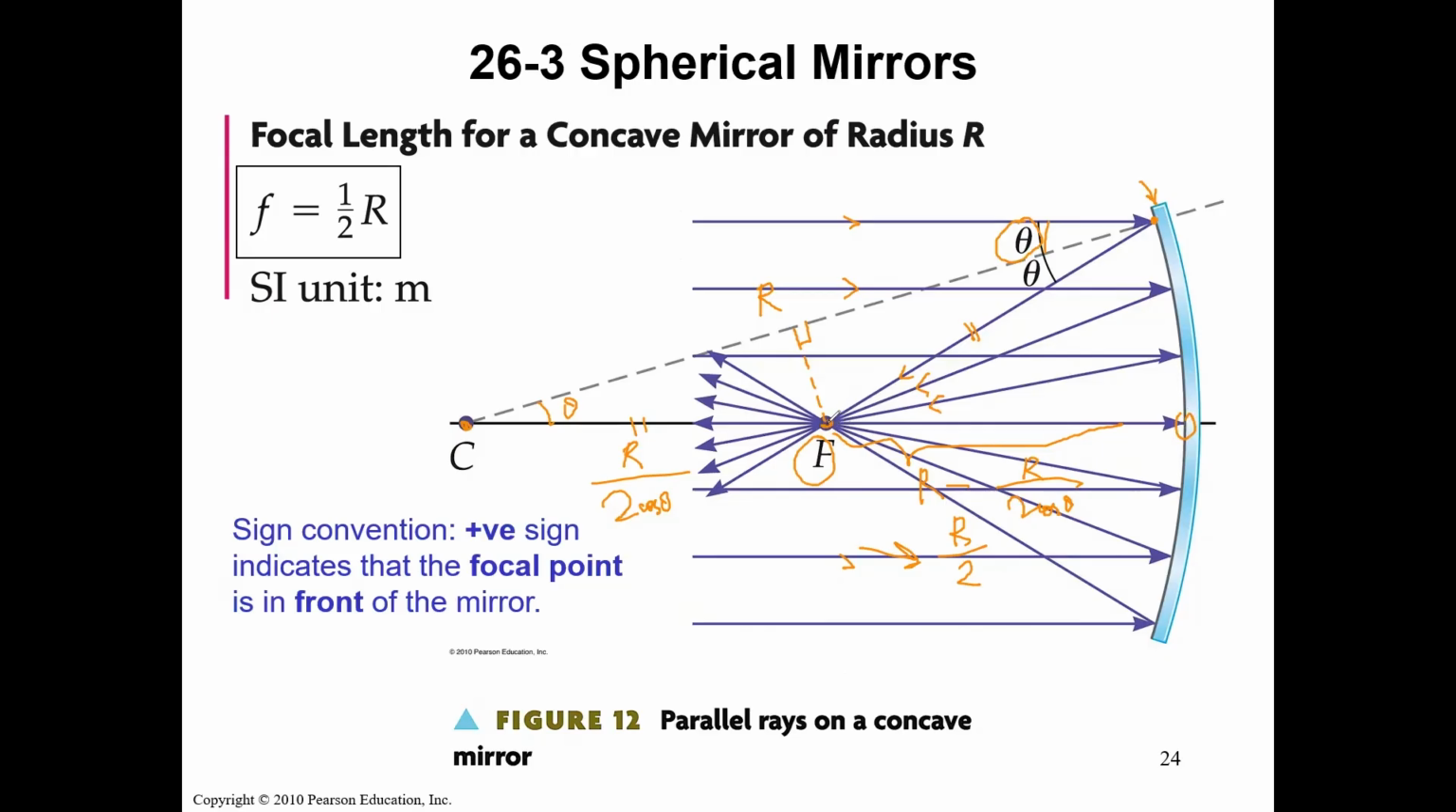Okay, and the point F is the distance half r away from the mirror. In terms of a concave mirror, we actually have light rays converge into the point F, so the distance is still half r, but there is a plus sign in front of this focal length because we actually have light rays focused onto this point F. So the plus sign indicates that the focal point is in front of the mirror.